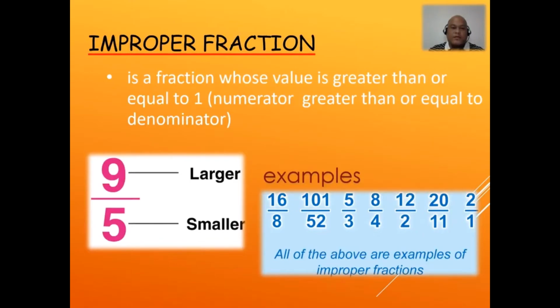Second kind of fraction is improper fraction. An improper fraction is a fraction whose value is greater than or equal to 1. The numerator is greater than or equal to the denominator. Look at this, 9/5. 9 is bigger than 5. So 9 over 5 is an improper fraction.